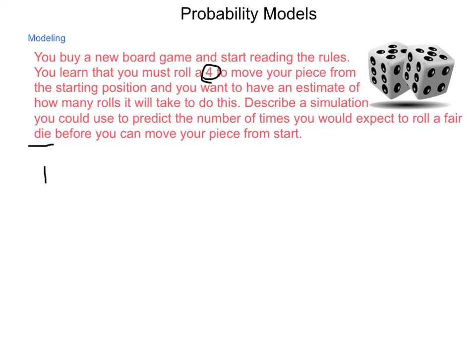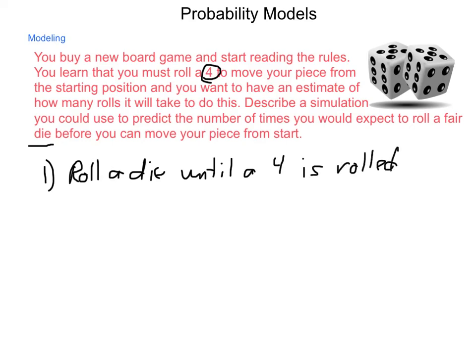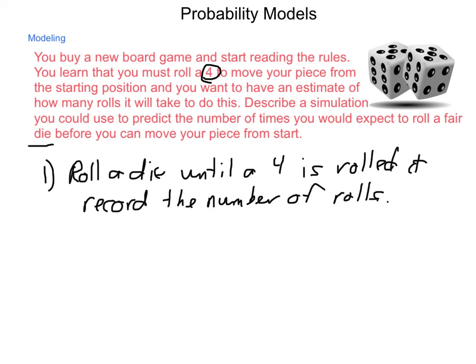So rule 1 is: roll a die until a 4 is rolled and record the number of rolls. So what we're doing is we're saying I have to roll a die until 4 comes up, so let me roll until 4 comes up and just count how many times that takes. Each time you roll the die, it's independent of previous rolls.